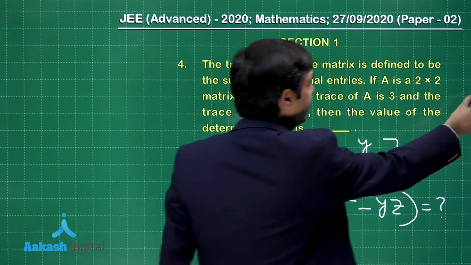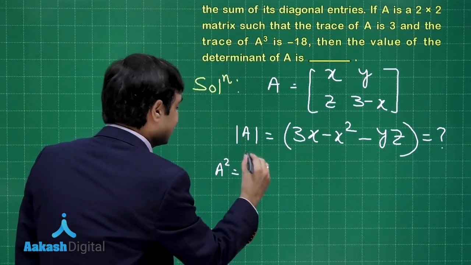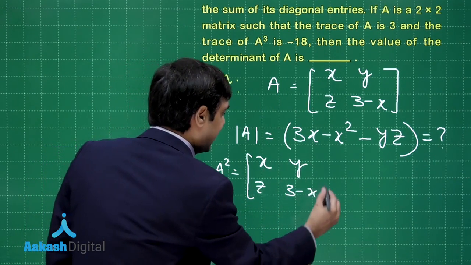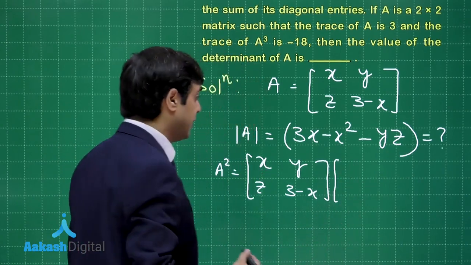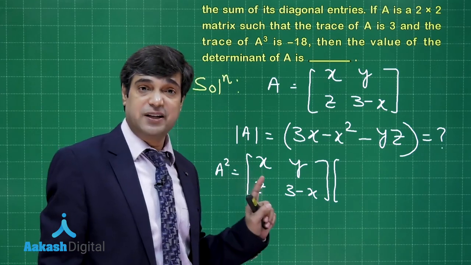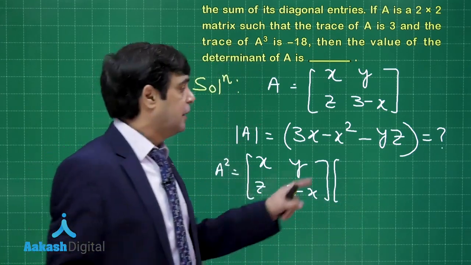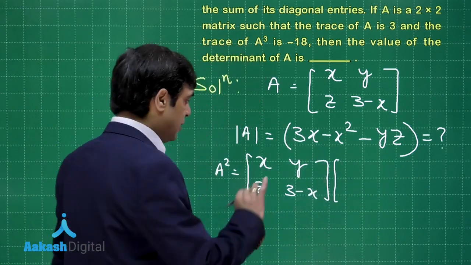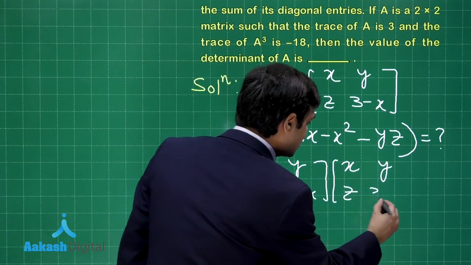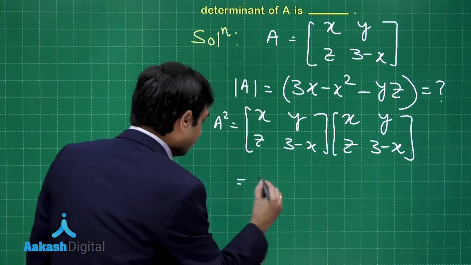Correct? Now moving forward, let's find out first A square. This is x, y, z, 3 minus x. Since 3 unknowns are involved, the question has just one more constraint, that is trace of A cube is minus 18. Chances are very high that when you find A cube and its trace, you would get this result directly from there. So let's first find A square, and then after getting A cube we will get the result.